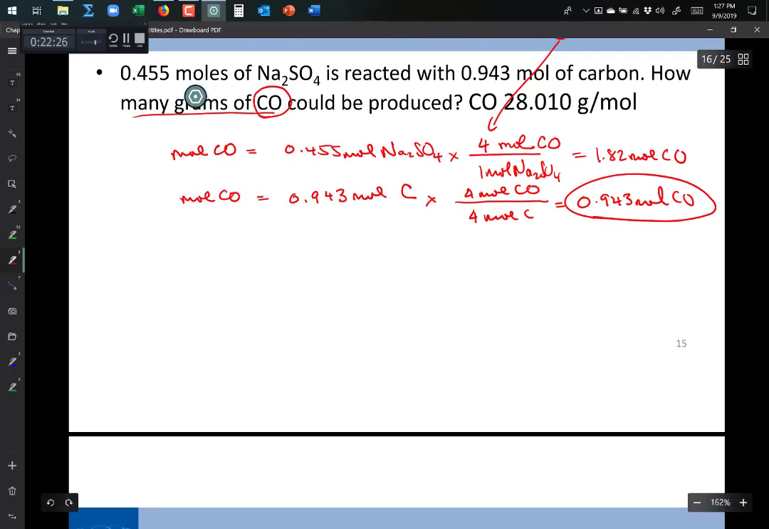Which one's the theoretical yield? So the grams of CO is going to be 0.943 moles of CO. And then, right, carbon monoxide's molar mass is 28.010 grams per mole. So I want the moles of CO at the bottom, and then at the top I want grams. And the number will go along with that grams part.